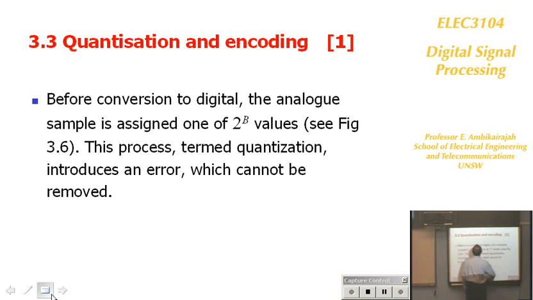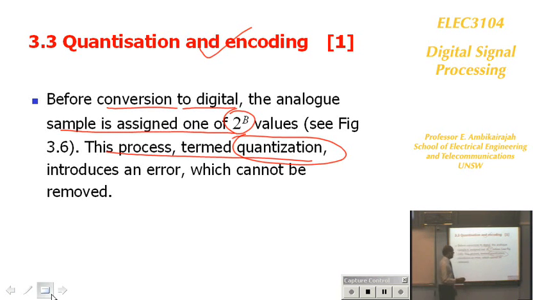Quantization and encode, that's the second part. Before conversion into digital, the analog sample is assigned to one of the levels. This process is called quantization. What is quantization? Now, it introduces error.